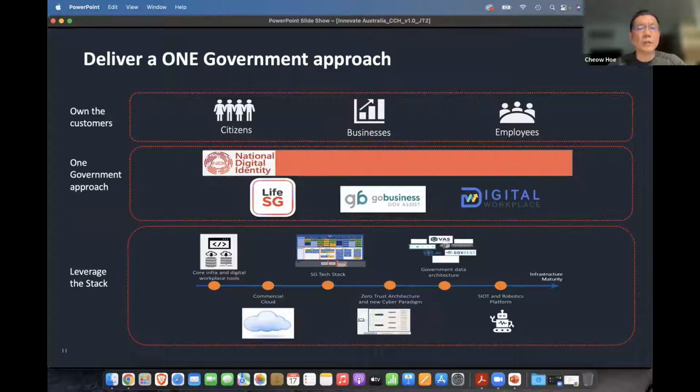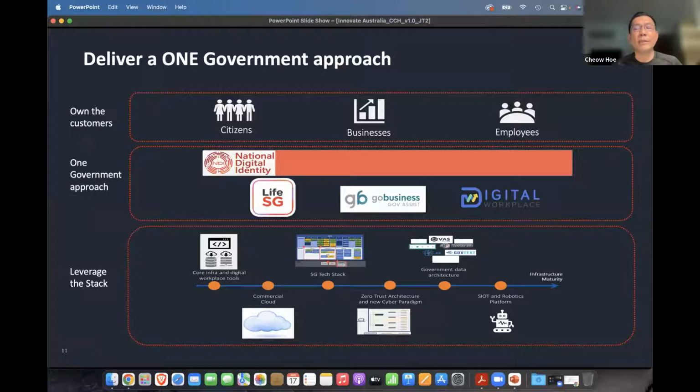So what's a one government approach? We have come up with a national digital identity, a set of products that represents the IAM for the government as well as for the private sector. They allow one-stop identification and authentication.